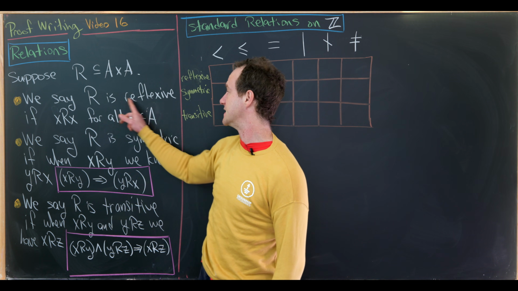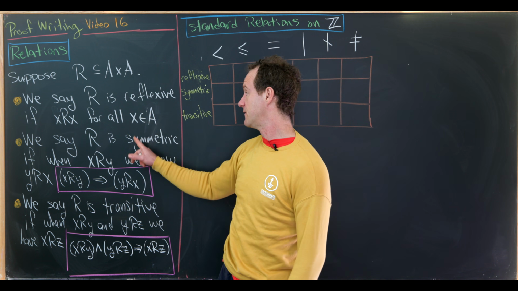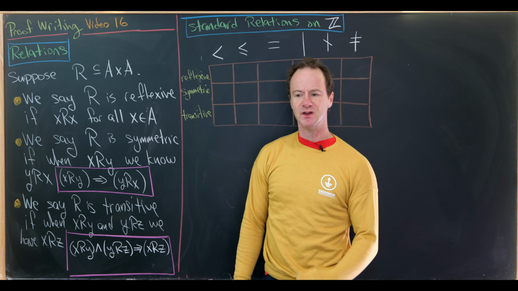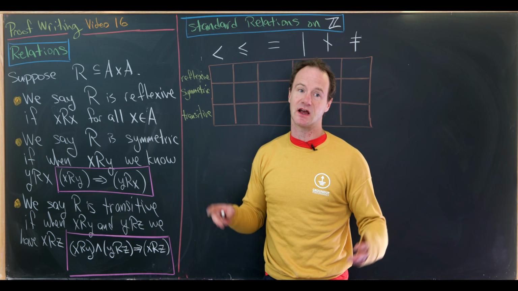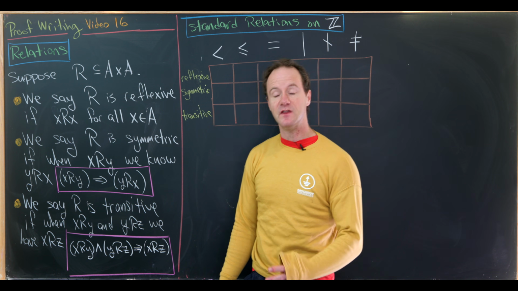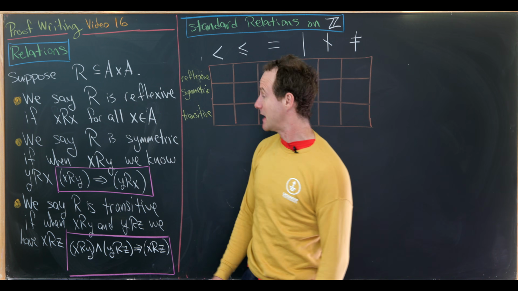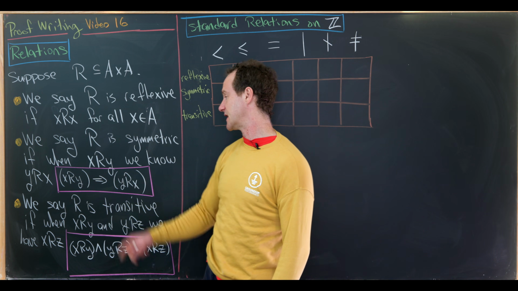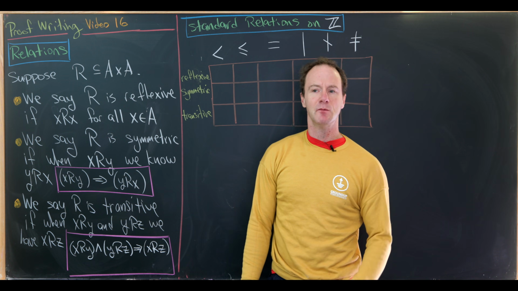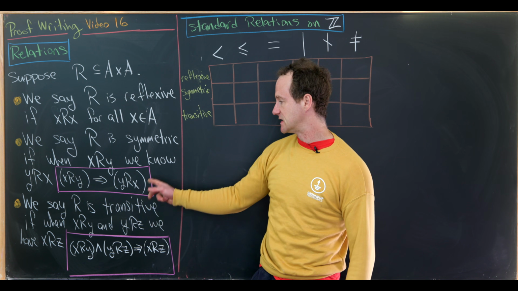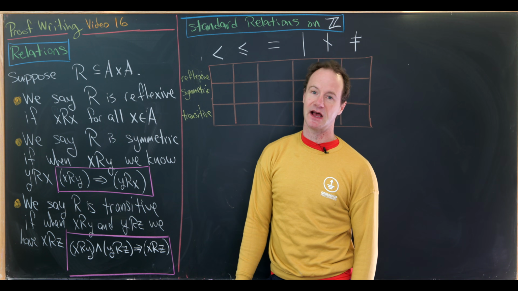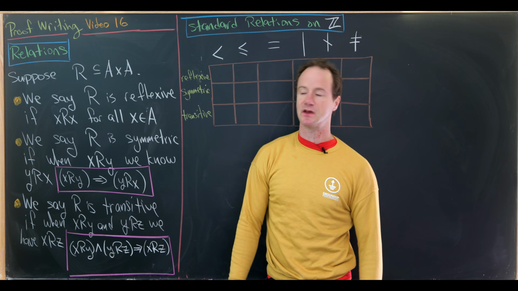Then we say R is reflexive if for all x in A, x is related to itself. If you're talking about a relation, it often makes sense for something to be related to itself. Then we say R is symmetric if when x is related to y, we know that y is related to x. We can put this symbolically into the conditional: x related to y implies y related to x. That's how we would prove this type of thing.